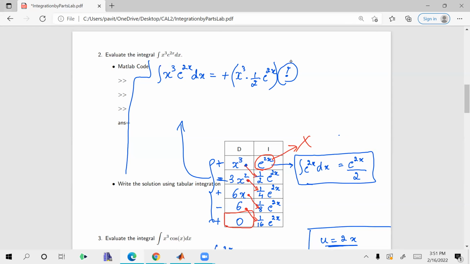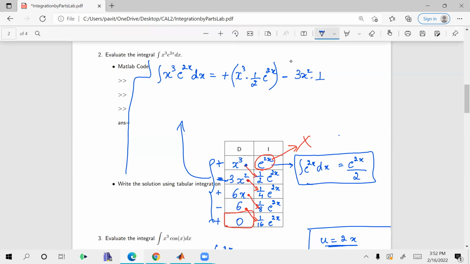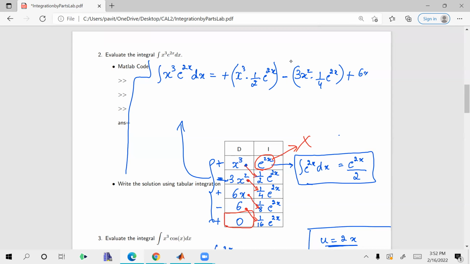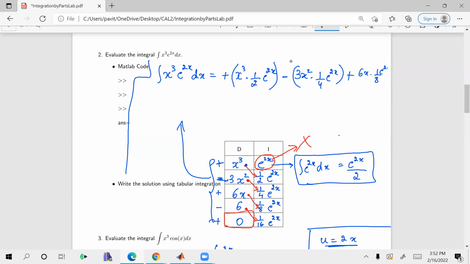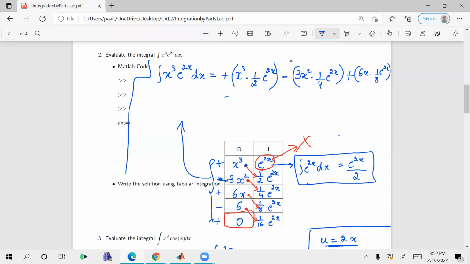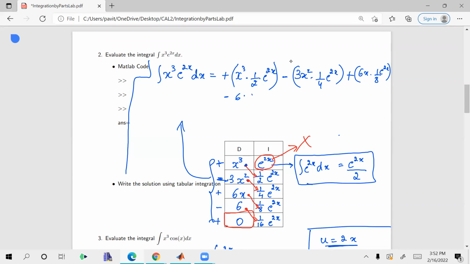Why? Because you have a negative sign before the 3x squared, right? So I'm going to use negative here, and then 3x squared multiplied with 1 over 4 e to the power of 2x. And so on. Plus 6x into 1 over 8 e to the power of 2x. And last one, negative 6 into 1 over 16 e to the power of 2x. I don't want 0 because if you multiply anything with 0 it is 0.